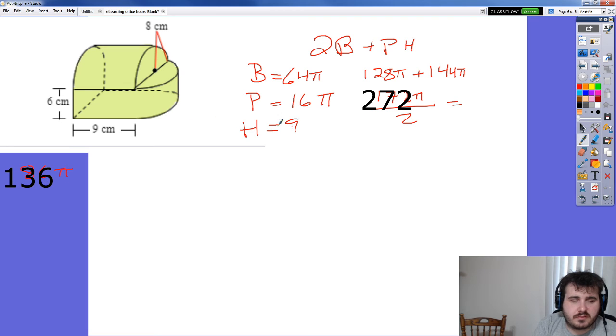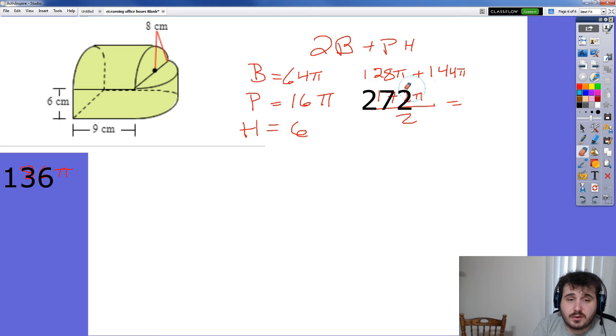Now let's take care of the front cylinder. Same thing, 2B plus Ph. This time, really the only difference, because the radius is still 8, right? This time the only difference is that the height is 6 instead of 9. So I'm going to go through. The area of the base is still 64 pi. The perimeter over here is still 16 pi. The height is still, well, the height is now 6, so let's change that.